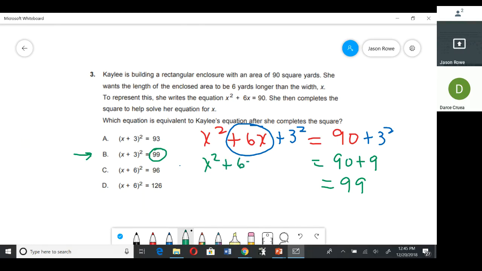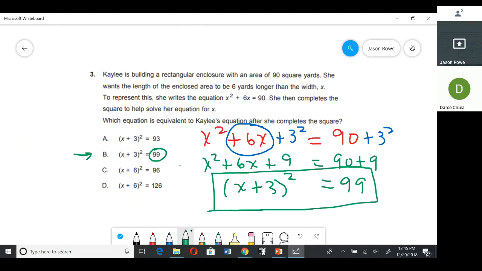I'm going to simplify 3 squared on this side and get 9. I'm going to factor this. Well, the factors of 9 that add to be 6 are 3 and 3. So this will be x plus 3 squared equals 99. There we go. Once again, we were right.